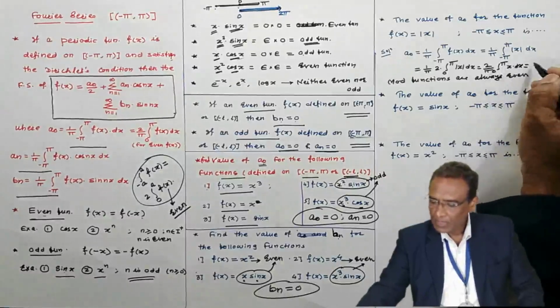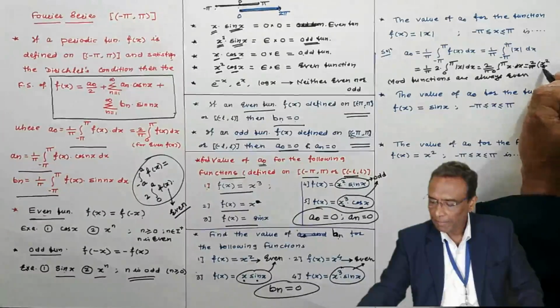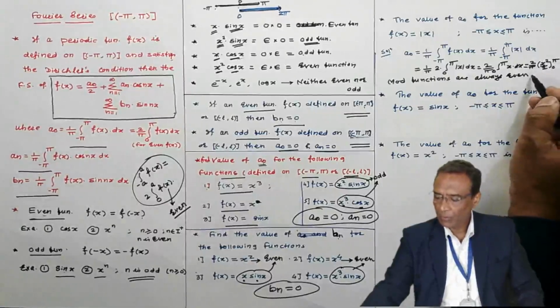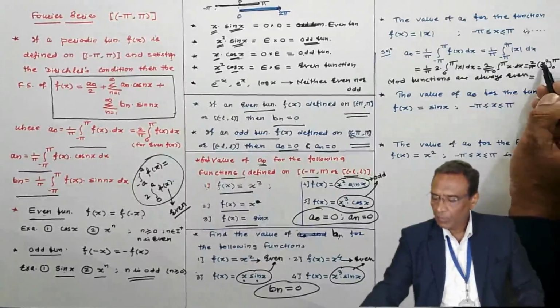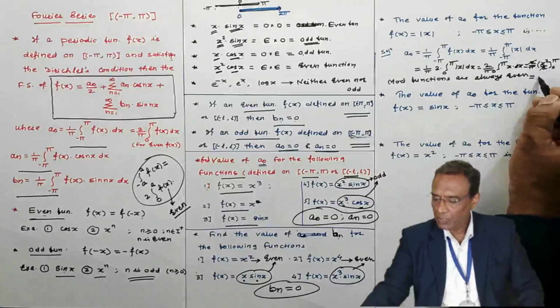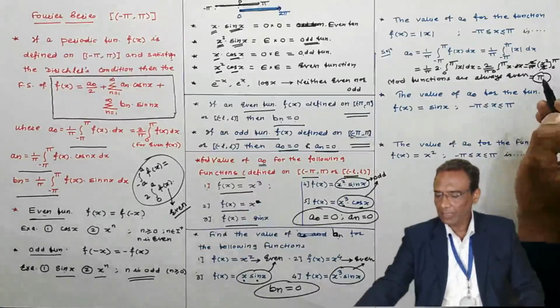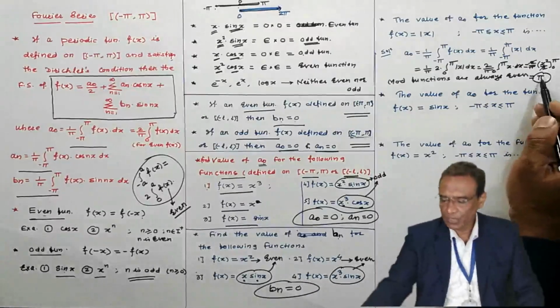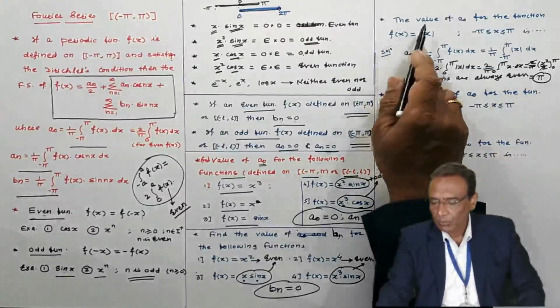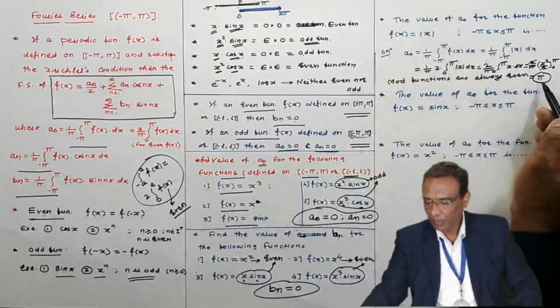Now the integral of x is what? x square by 2, with lower limit 0 and upper limit pi. Put the upper limit and lower limit, meaning put x equal to pi, giving pi square by 2. The 2 gets cancelled and pi square by pi is pi. Directly writing, we don't have sufficient space. The value of a0 for this function is pi.